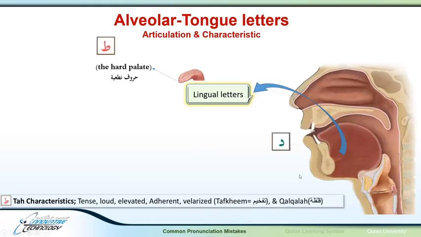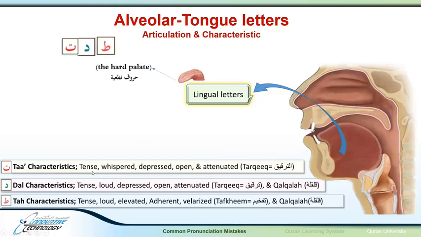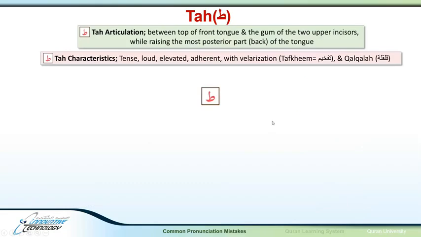The second letter is the dal. The dal is characterized by being tense, loud, depressed, open, attenuated, having tarqiq, with qalqala. The ta is characterized by being tense, whispered, depressed, open, and attenuated, having tarqiq. So let's start with the common mistakes associated with the letter ta.